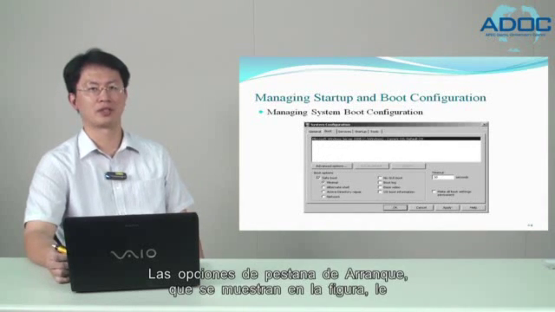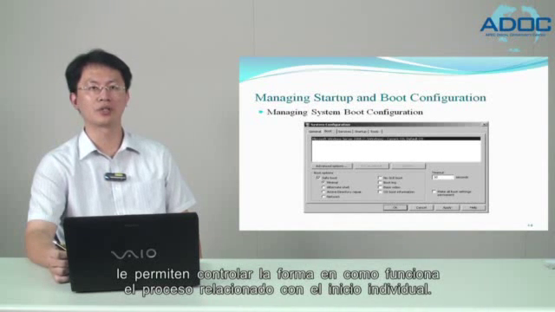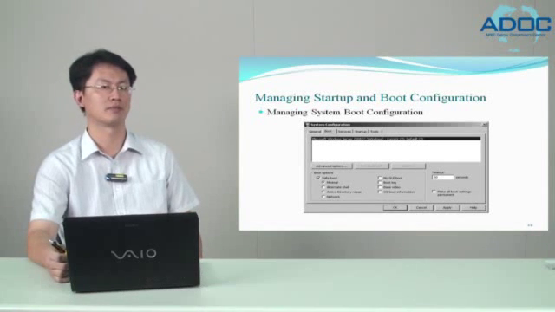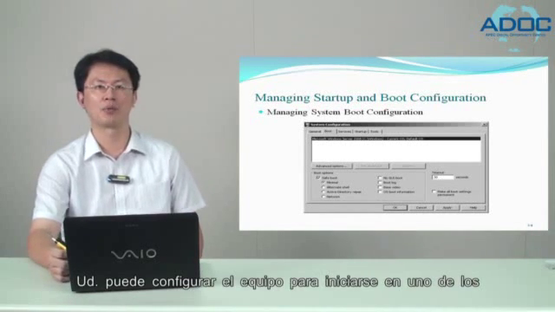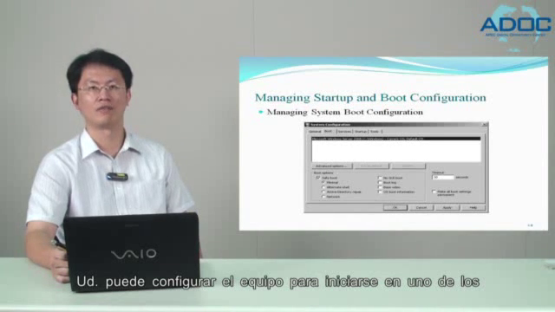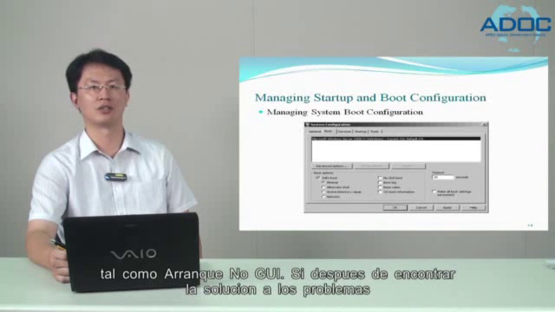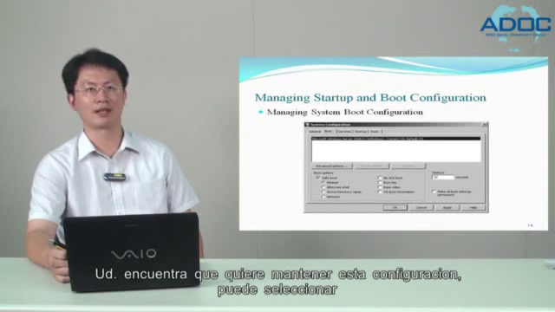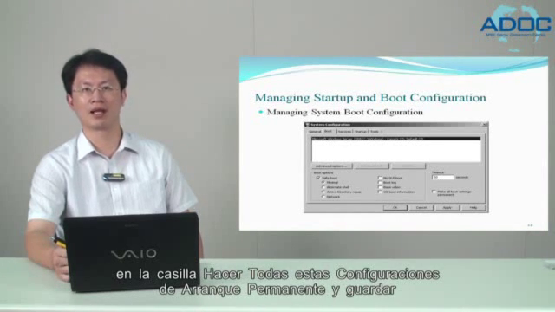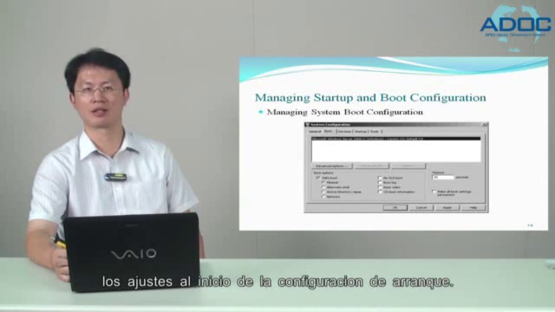The Boot tab options, shown in the figures, allow you to control the way the individual startup-related processes work. You can configure the computer to start in one of various safe boot modes and set additional options such as no GUI boot. If after troubleshooting you find that you want to keep these settings, you can select the Make All Boot Settings Permanent checkbox to save the settings to the boot configuration startup entry.